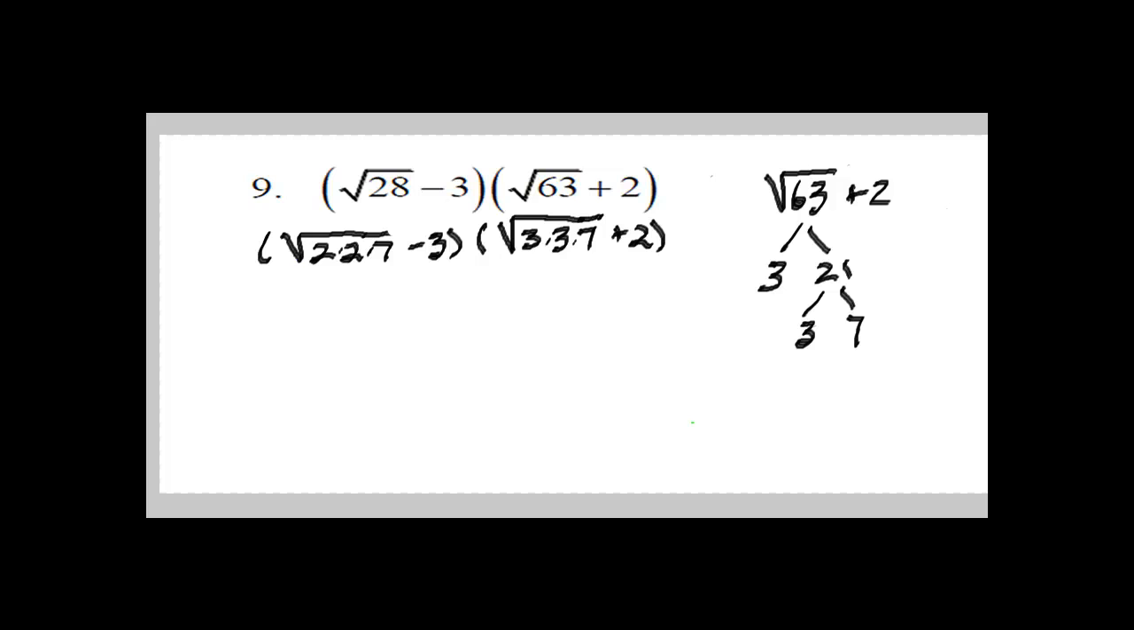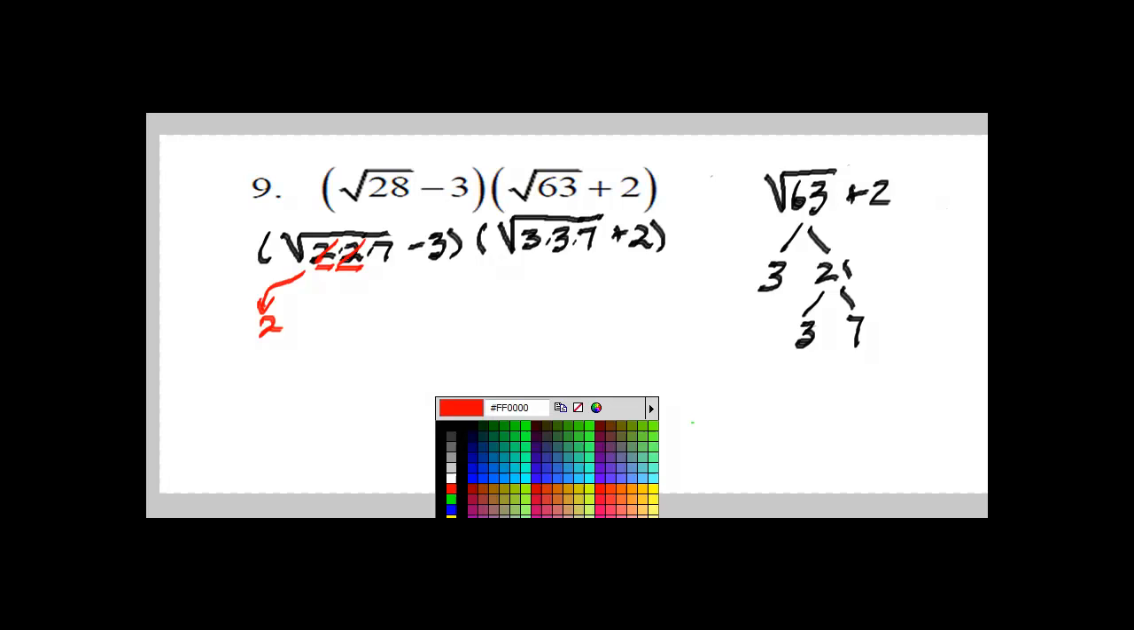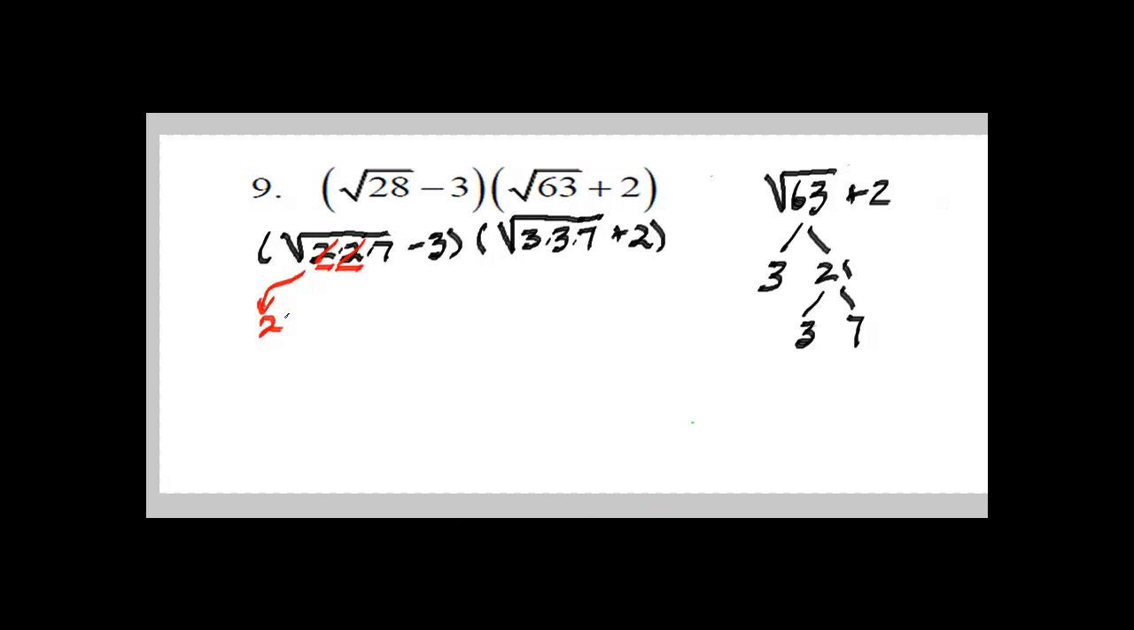So now let's finish simplifying this. Now there's 2 on the inside. So that means 1 comes out. Those are gone. And then what's left on the inside is the square root of 7. And then I have minus 3. So that's still that first factor we're working on.